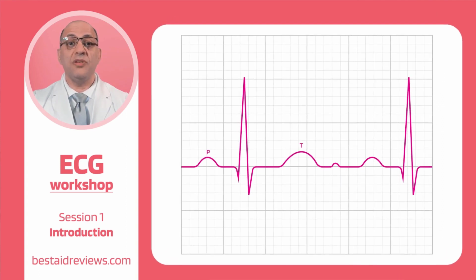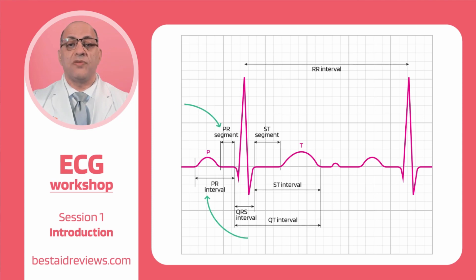What happened to atrial repolarization? We can't see that because it is embedded in the other waves. So what's the difference between a segment and an interval? A segment is just a segment. It doesn't include any waves. So when we say PR segment, it is without the P wave. It's just a segment between the P wave and the R wave. And when we talk about the PR interval, we mean the P wave plus the PR segment.